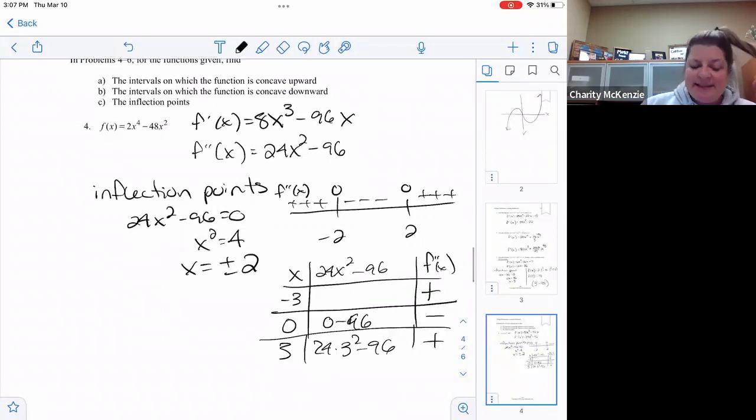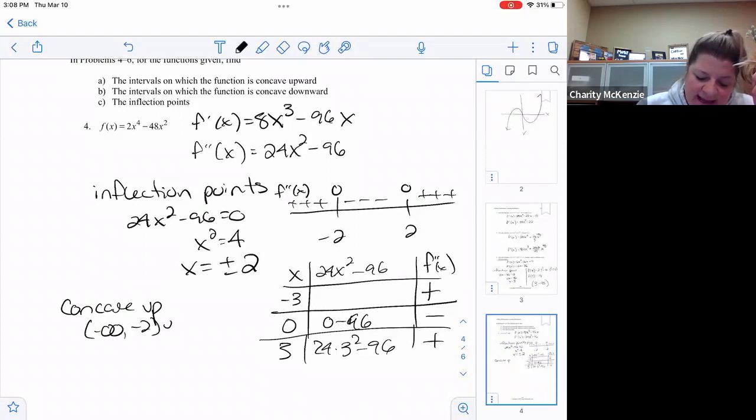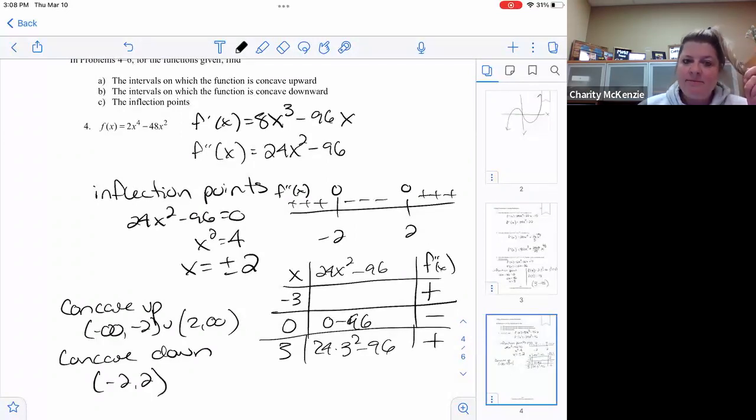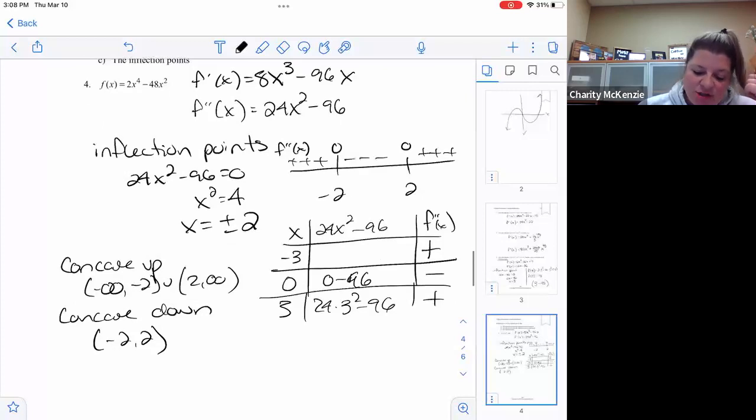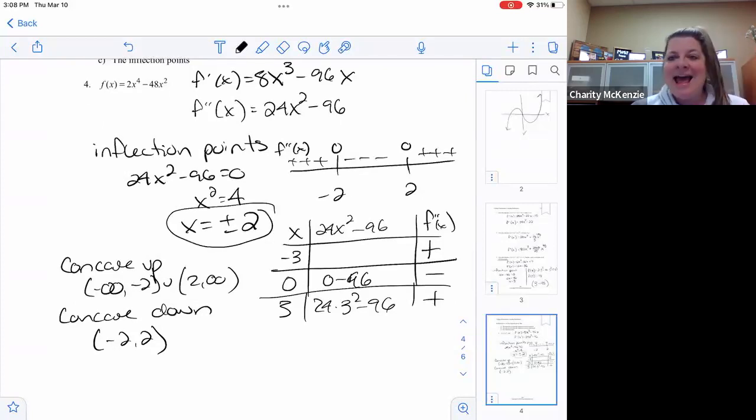So the way that I list this is I'm concave up from -infinity to -2 and from 2 to infinity, and I'm concave down from -2 to 2, okay? And my inflection points are here at x equals -2 and 2. I don't really care about the y unless it asks me.